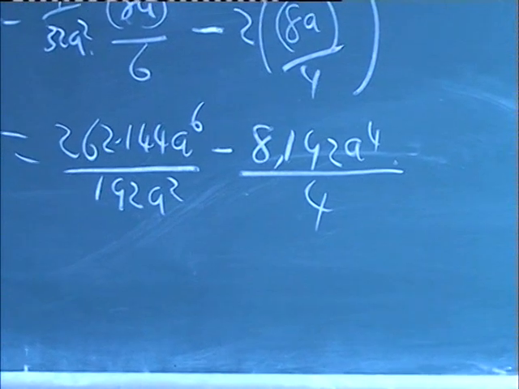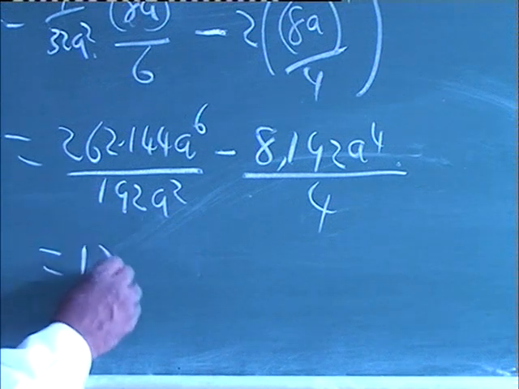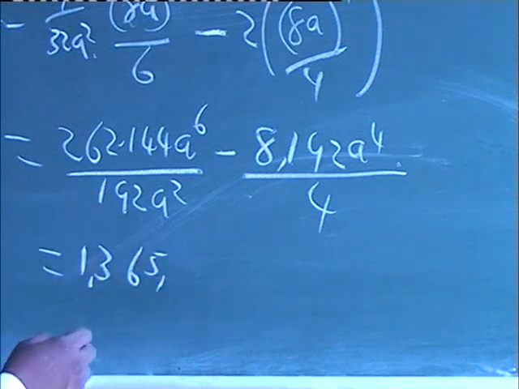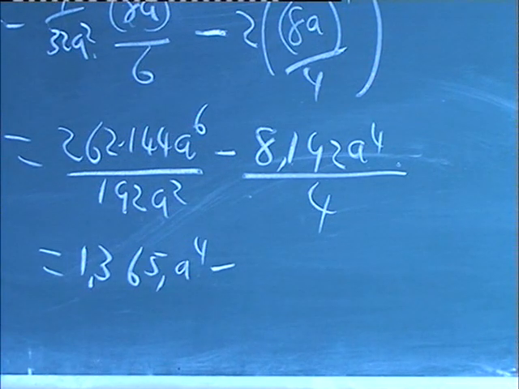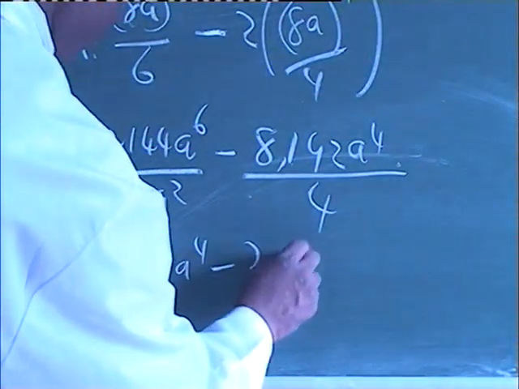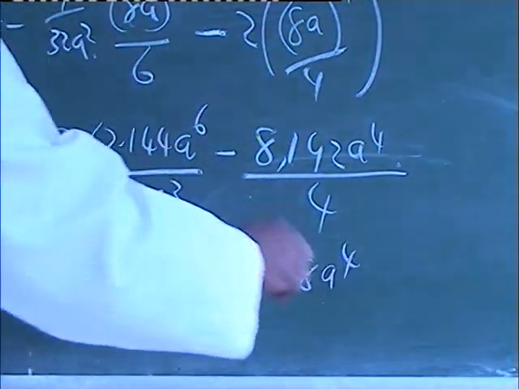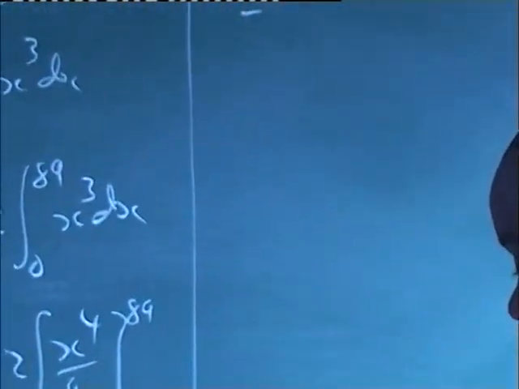262.144 divided by 192 becomes 1365.33. Now this can cancel this. We have a raised to the power 4 minus 8192 divided by 4, which gives us 2048. Then you have a raised to the power 4. So this minus this can now give us a single value. So that is what we get.